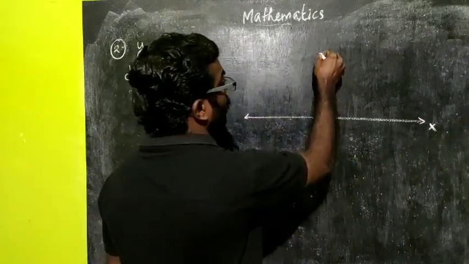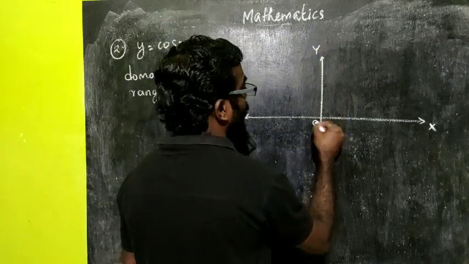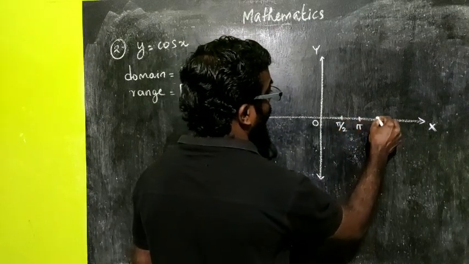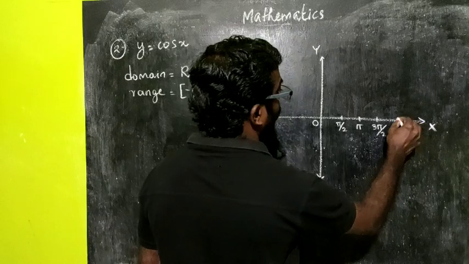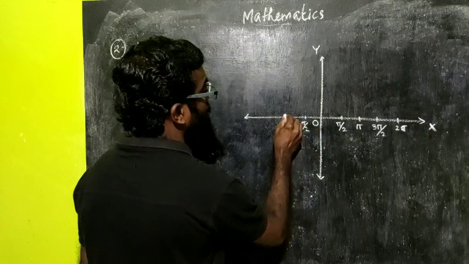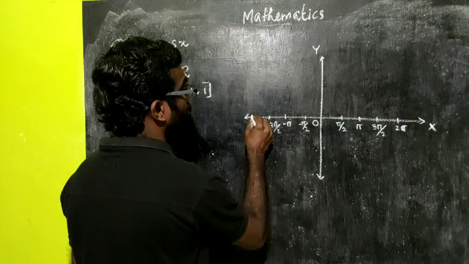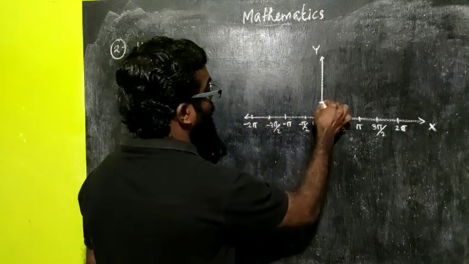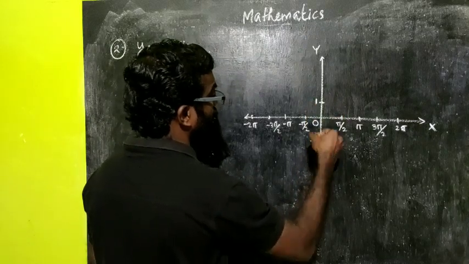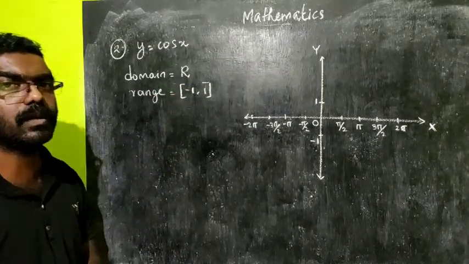X axis, then y axis, origin. So here pi by 2, pi, 3 pi by 2, 2 pi, then negative x axis minus pi by 2, minus pi, minus 3 pi by 2 and minus 2 pi. On y axis, positive y axis 1, negative y axis here minus 1. Because the value lies between closed interval minus 1, 1.